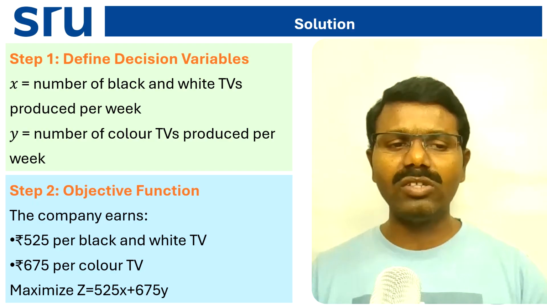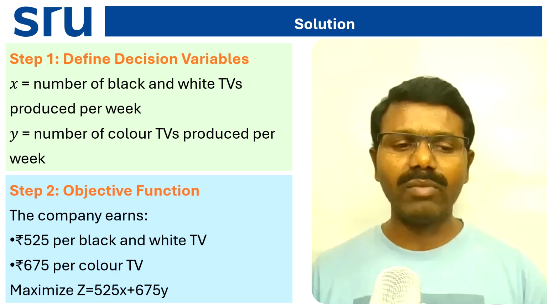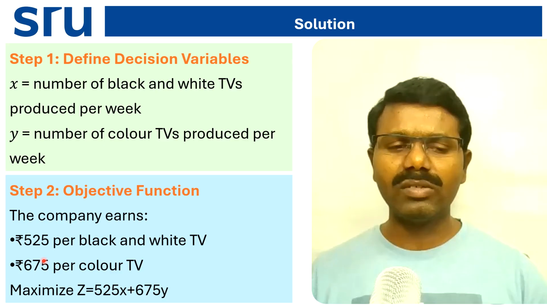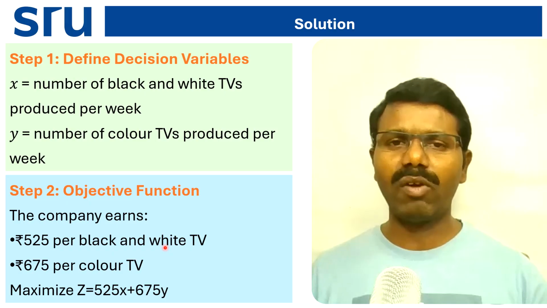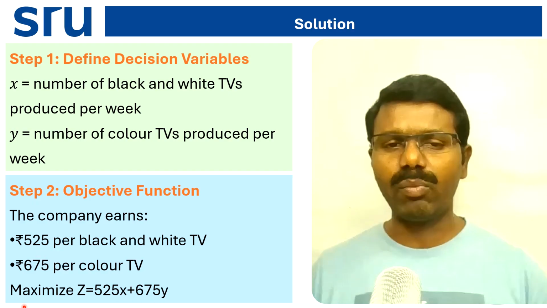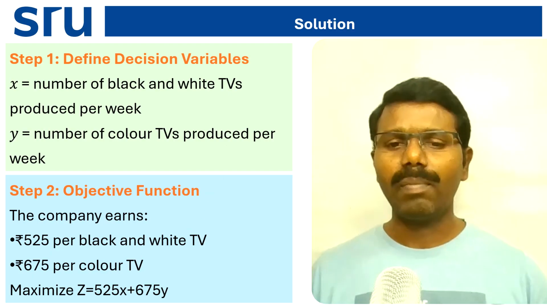And step 2 is the objective function. From the objective function we can see there is 525 rupees profit per black and white TV, and finally we need to maximize the profit. So the total profit we are going to get will be 525 into x plus 675 into y.